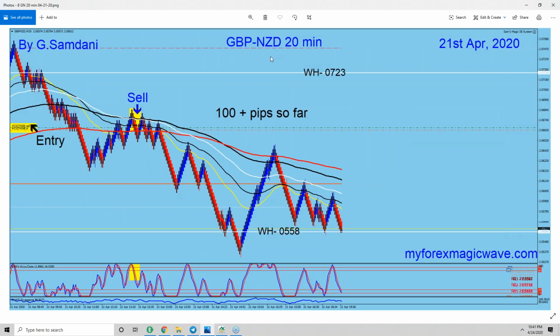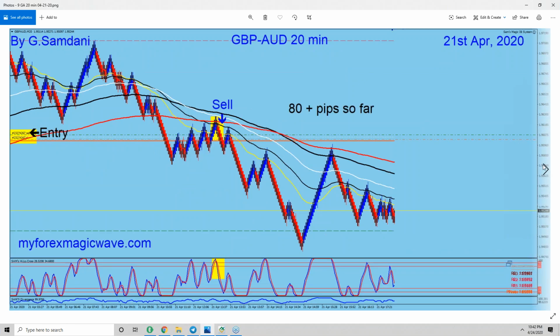On the 21st here, Pound Kiwi, after going up all the way, started to come down, and a beautiful short entry, and it came down to 0558 again. This 0558, amazing, giving me a lot of trades. And then you can see here on the 21st, Pound Aussie, short setup just like Pound Kiwi, all the way down here. Sell order here, and it's 80-plus pips.